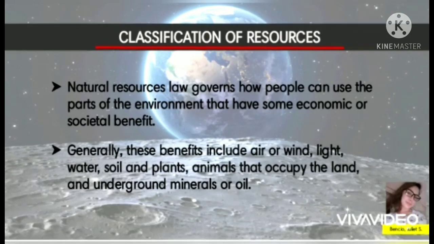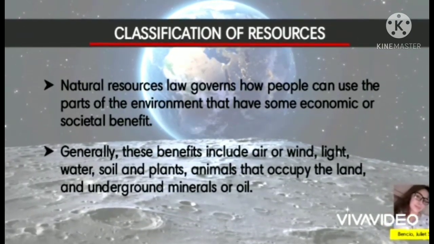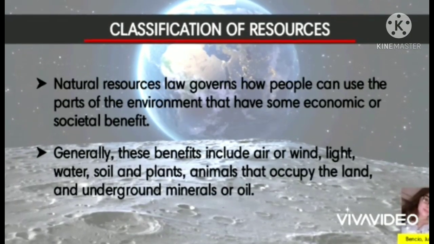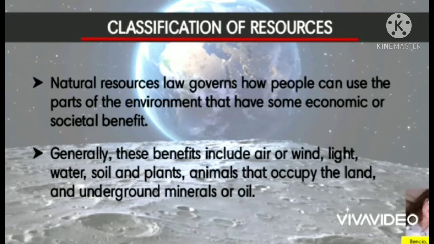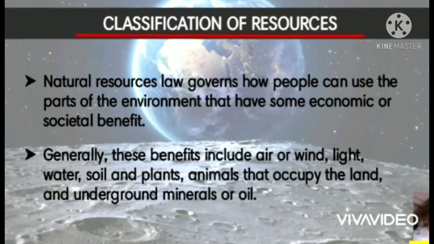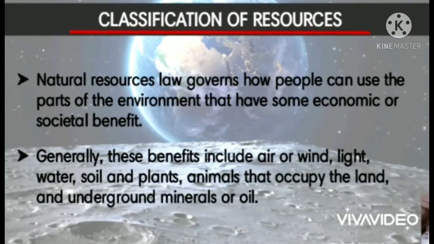Natural resources law governs how people can use the parts of the environment that have some economic or societal benefit. Generally, these benefits include air, wind, light, water, soil, and plants, animals that occupy the land, and underground minerals or oil.